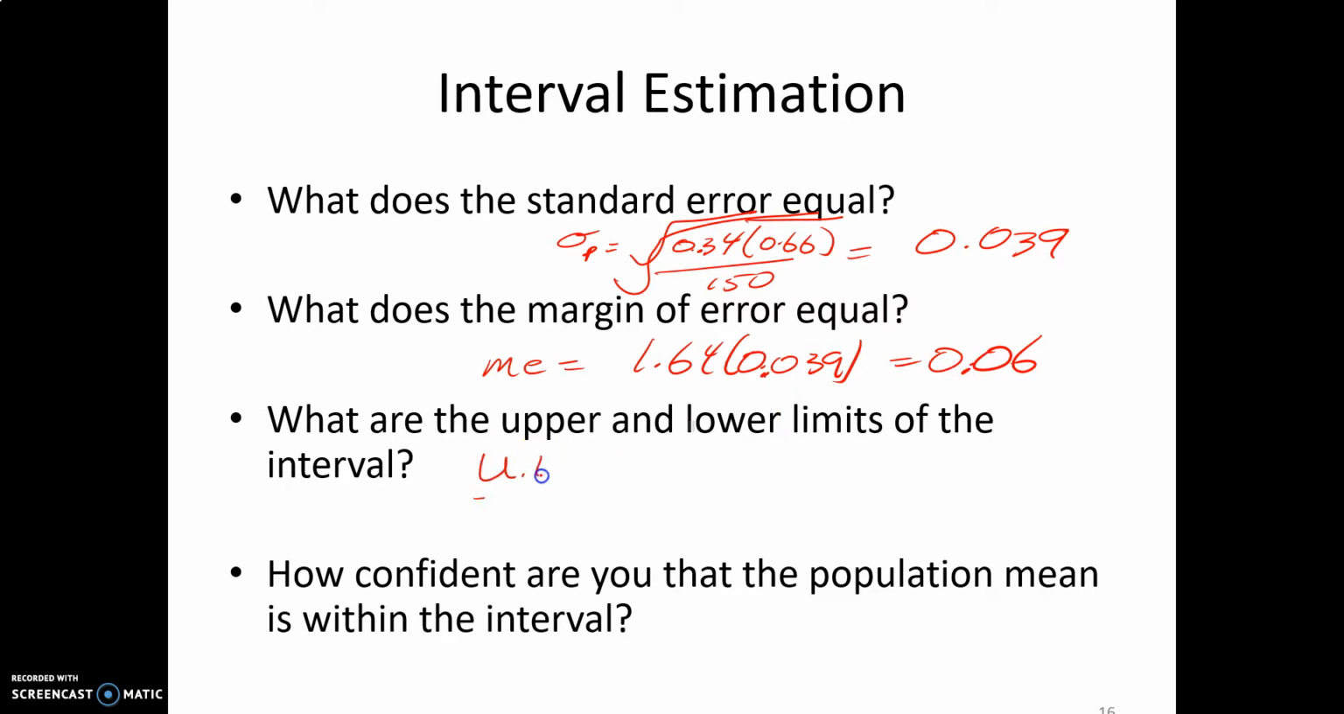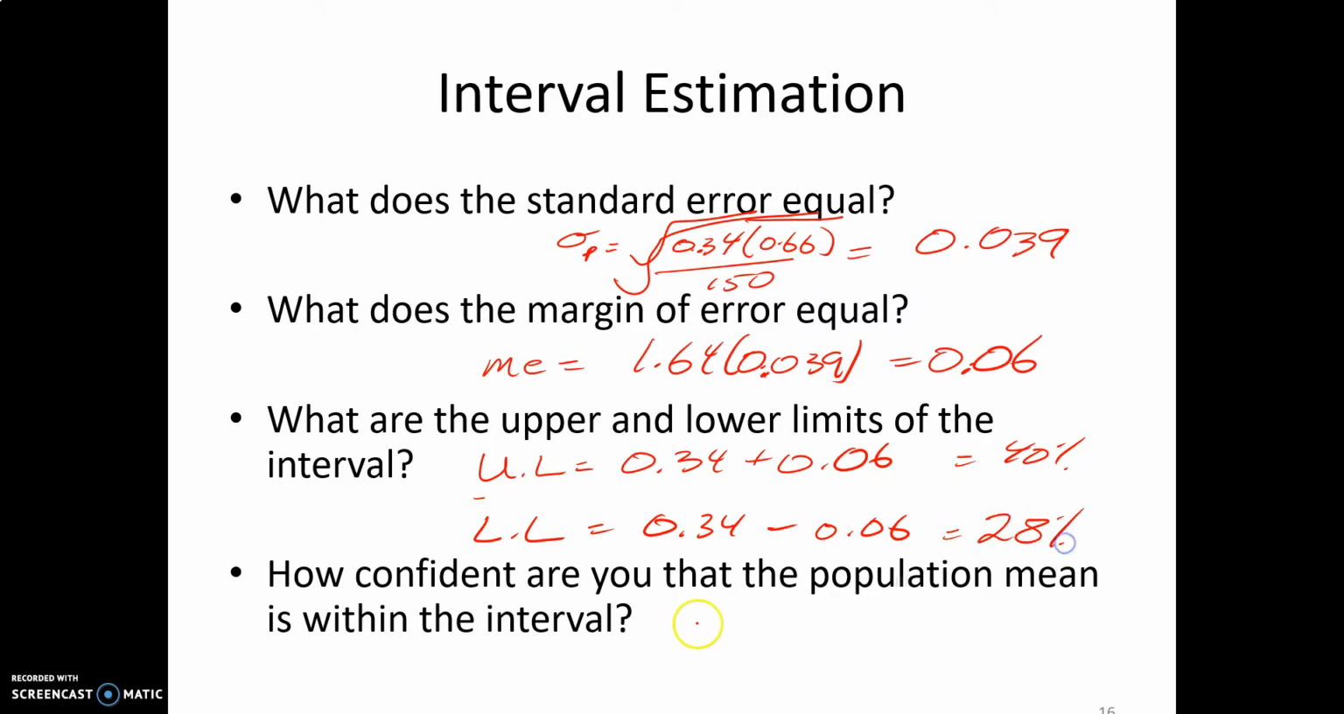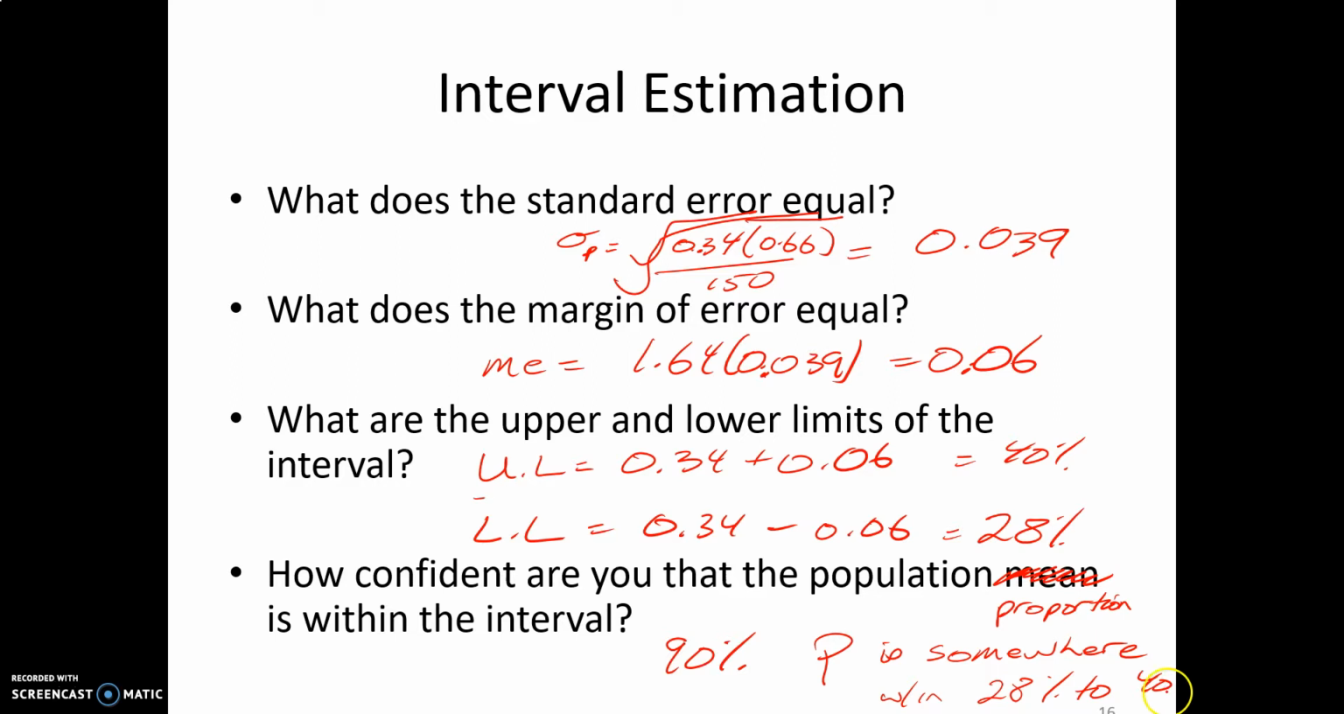The upper limit is 0.34 plus 0.06. The lower limit, we subtract it, 0.34 minus 0.06, and basically we're left with 40%. And this would be 28%, 0.28. How confident are you that the population proportion, I got to change that, my bad, is within this interval? We are 90% confident that the population proportion, this value, is somewhere within the range 28% to 40%.